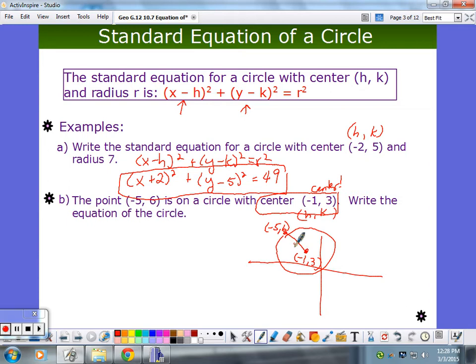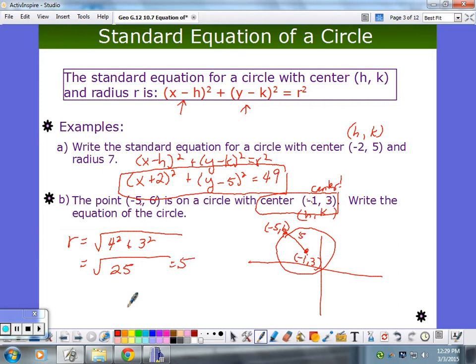Very interesting. I could just use the distance formula between the center and any point on the circle to get the radius. So radius is the square root of, using the distance formula, what's the distance between negative 5 and negative 1? It's 4, right? And then I square it. Plus, what's the distance between 6 and 3? And I square it. So that's the square root of 4 squared plus 3 squared. 16 plus 9 is 25. So r is 5.